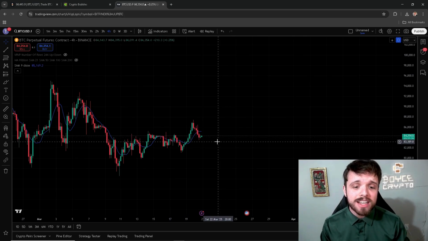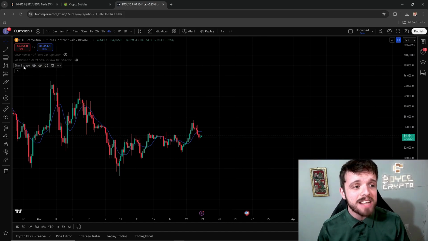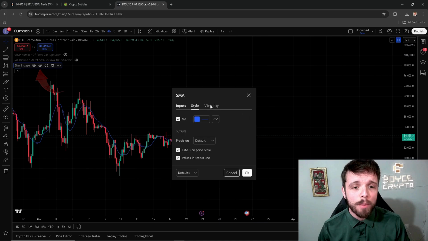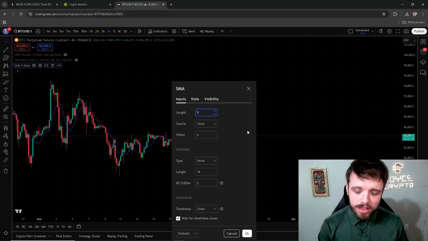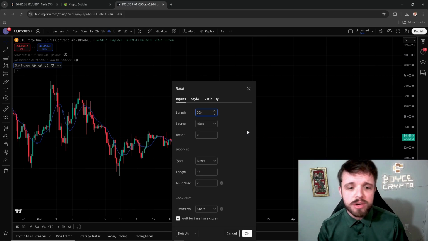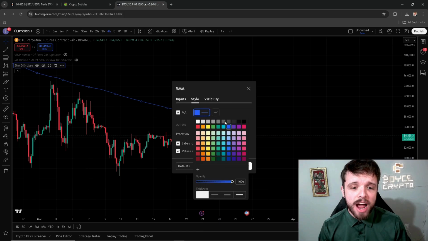Now, the blue line does not indicate the 200 SMA. It indicates the 9 SMA as default, right? So we need to change the settings here. We'll click this little hexagon and it will pull up the SMA settings. We're going to go over here to inputs and change this number on length to 200, and we're going to hit OK. You can also change the style, whatever color you like.